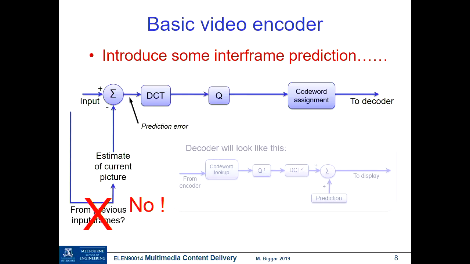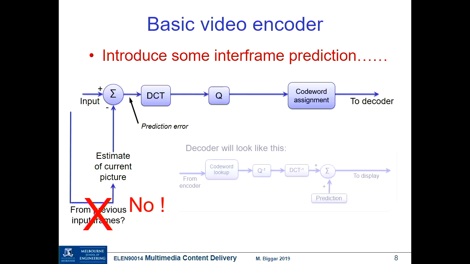So if you want to break it down into its elements, we've got the predictive step here, generating a prediction error signal. We're then compressing that prediction error signal using the DCT to concentrate the energy into just a few coefficients. And then when we quantize that, we're also using the Huffman coder to take advantage of the statistics. I should have made that clear.